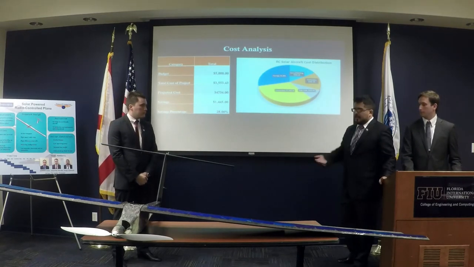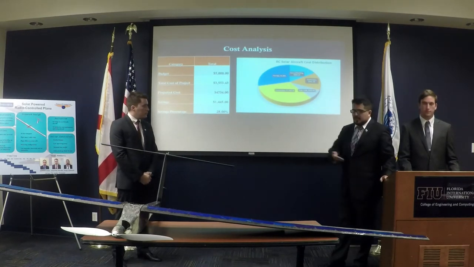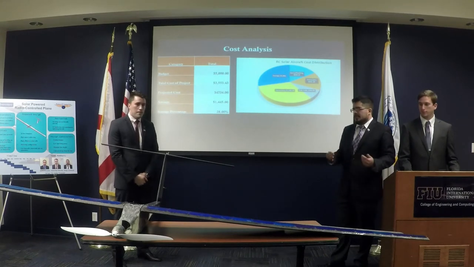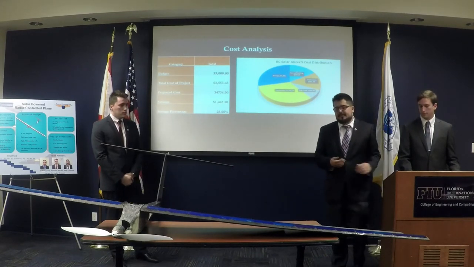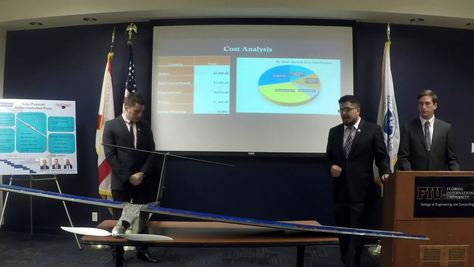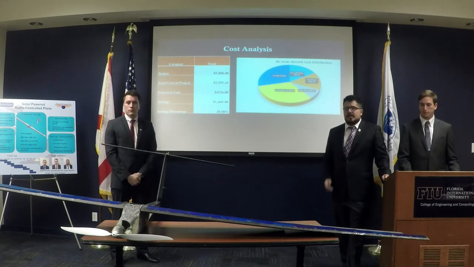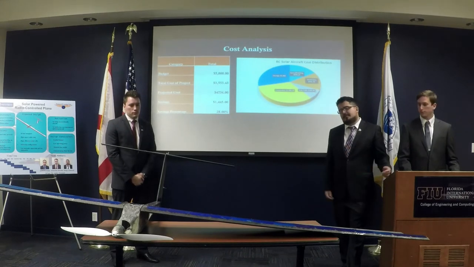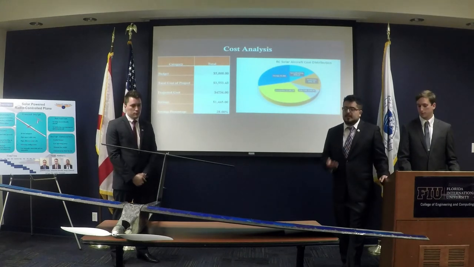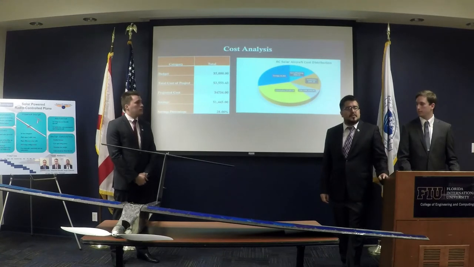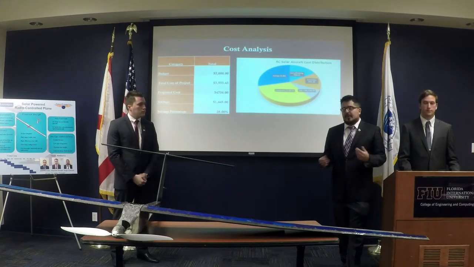Here you can see the cost distribution. Most of our costs came from the solar cells and the composites, which includes the foam molds. As mentioned before, one of the reasons we weren't able to fly the plane yet was because the foam molds for the wings took a very long time to get to us. We outsourced them, and since it was a custom airfoil, it took about 2 months to get to us. So we were running really tight on time to be able to fly.